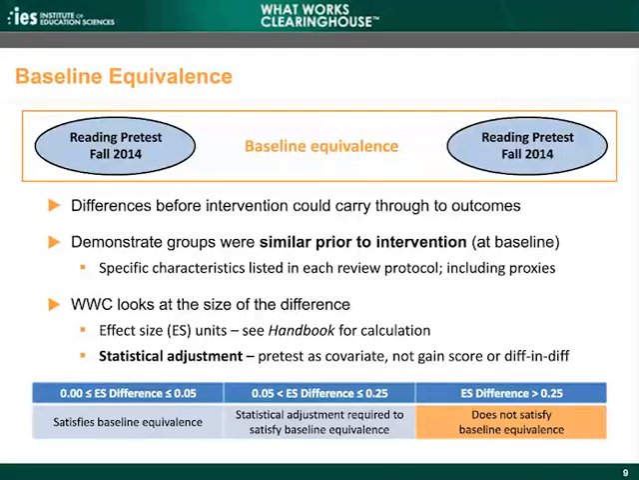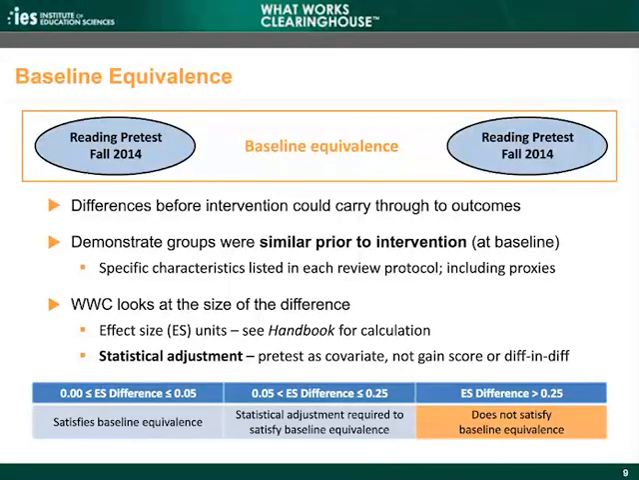The chart on the bottom of this slide explains the two ways to demonstrate equivalence of the groups. First, groups are equivalent if there are very small differences between them. If there are effect size differences of less than or equal to 0.05 standard deviations on a baseline measure, then groups are considered equivalent on that measure. You've demonstrated that the groups have nearly equivalent means before the intervention, so we can be confident that there weren't pre-existing differences that carried through to the impact of the intervention.